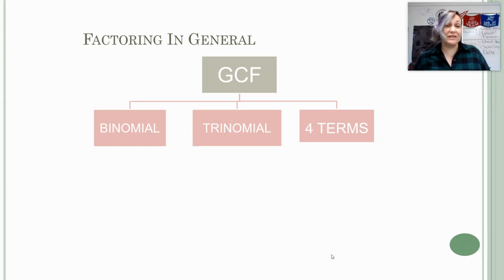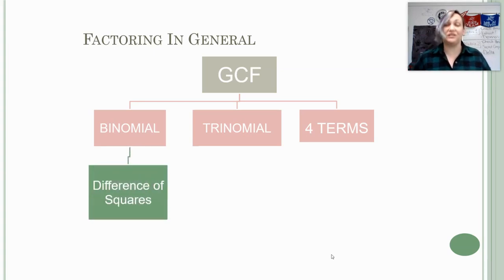If you decide that something is a binomial, the next thing you should check for is whether it's a difference of squares. A difference of squares, remember, is 2 perfect squares with a subtraction sign in the middle. If it's a difference of squares, then you should factor it. If you have a binomial and it is not a difference of squares, then there's nothing else you can really do with it.